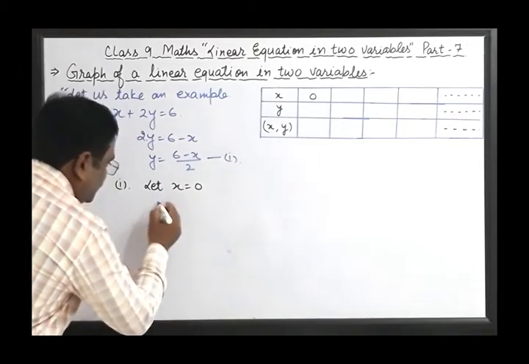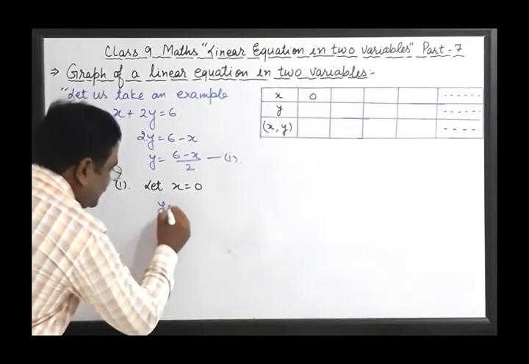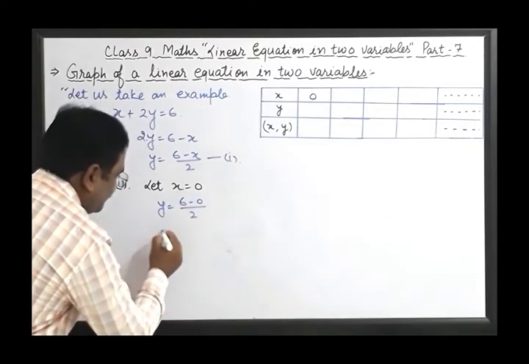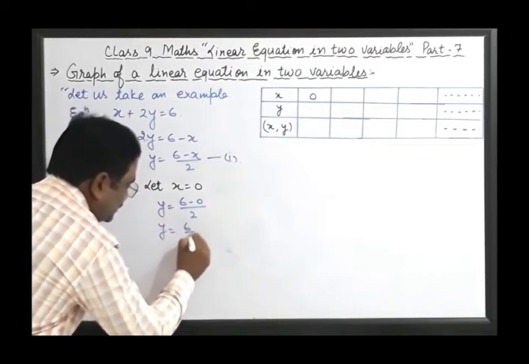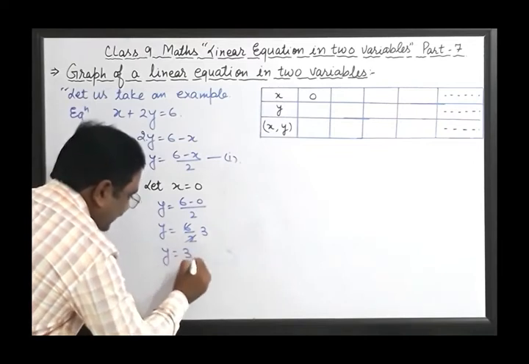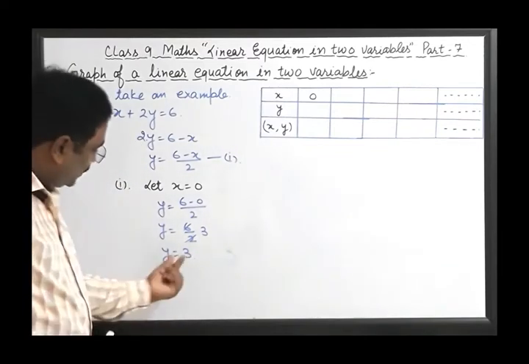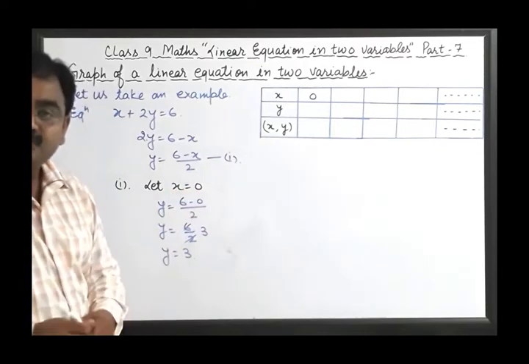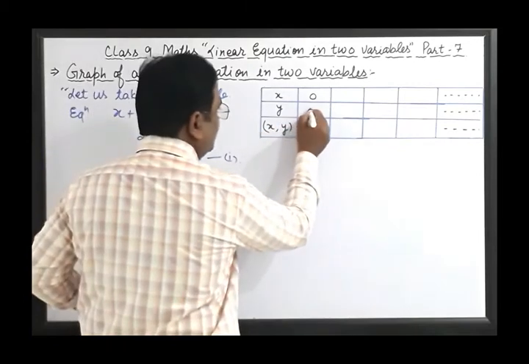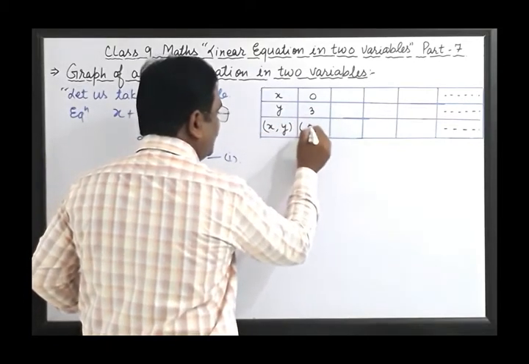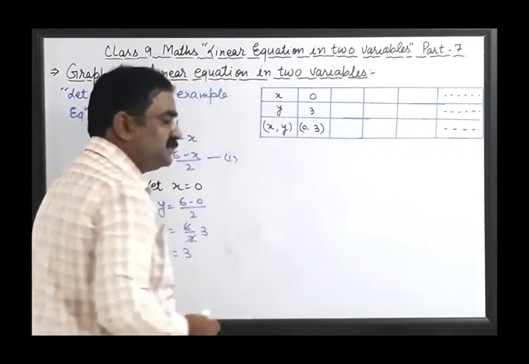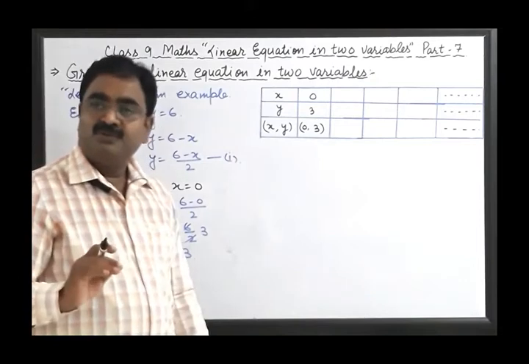So as you have equation y is equals to (6 minus x) upon 2, which is (6 minus 0) upon 2. So y is equals to, you got 6 upon 2. Therefore y की वैल्यू क्या है? 3. So this y is equals to 3 is corresponding to x is equals to 0. Now you got the first solution of this equation. So आपका corresponding coordinates came (0, 3). कोई problem हो बच्चों?